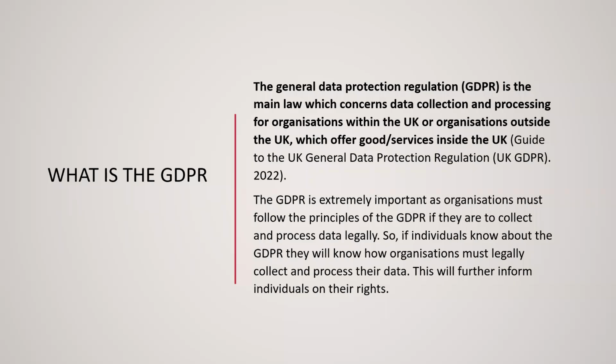So let's start. What is the GDPR? The GDPR, or the General Data Protection Regulation, is the main law which concerns data collection and processing for organizations within the UK or organizations outside the UK which offer goods or services inside the UK. So I'm sure you'll understand that any organization operating within the UK, say Morrisons, selling goods or services, must follow the UK GDPR. But an organization outside the UK, a good example would be Google, is offering goods and services inside the UK, as you can access Google from your home in the UK. They must also follow the UK GDPR.